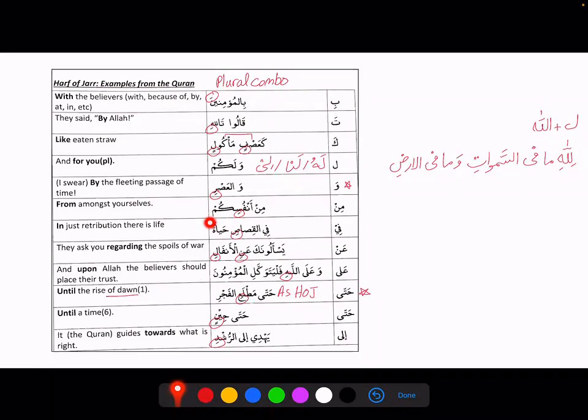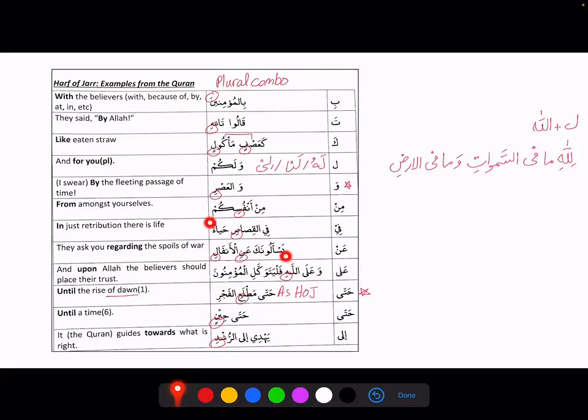Qasasi. Ba is a harf of jar and al-qasasi is the ism majrur. Qasas means retribution. So Allah subhanahu wa ta'ala is saying in the law of retribution, there is life for you. Fil qasasi hayatun.